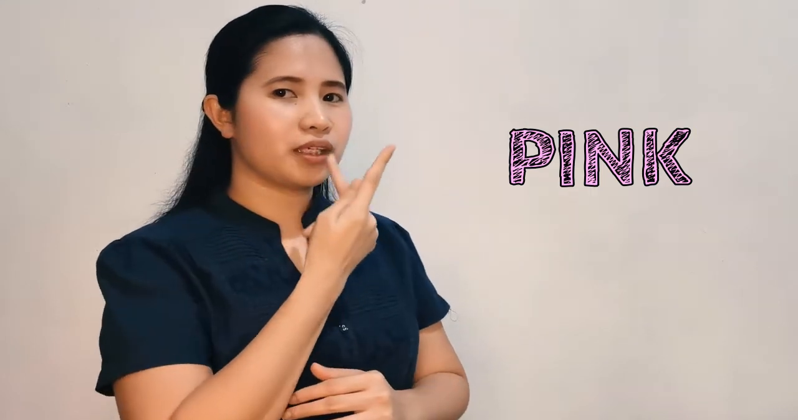Okay, so this is how we sign purple, letter P. Then we will just wiggle it. Purple. Letter P, and we will just rub on our lips. Pink. And this is how we sign brown.